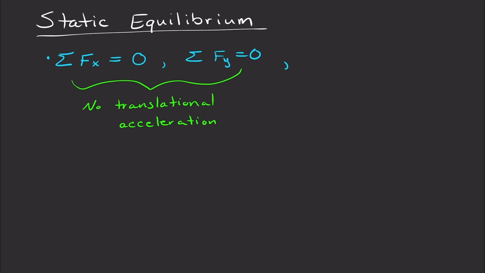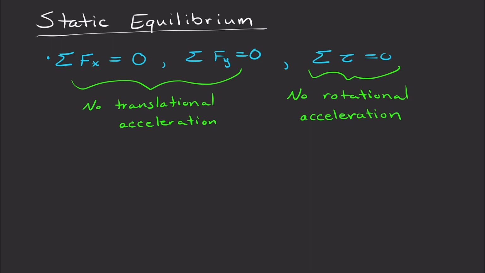But now that we're considering rigid bodies that can rotate, we also need the sum of the torques to equal 0 for a body to be in equilibrium. And this corresponds to no rotational acceleration. So for a body to be in static equilibrium, it must not have any type of acceleration. This implies that a_x equals 0 and a_y equals 0, and the sum of the torques equaling 0 implies that our rotational acceleration, alpha, is 0.